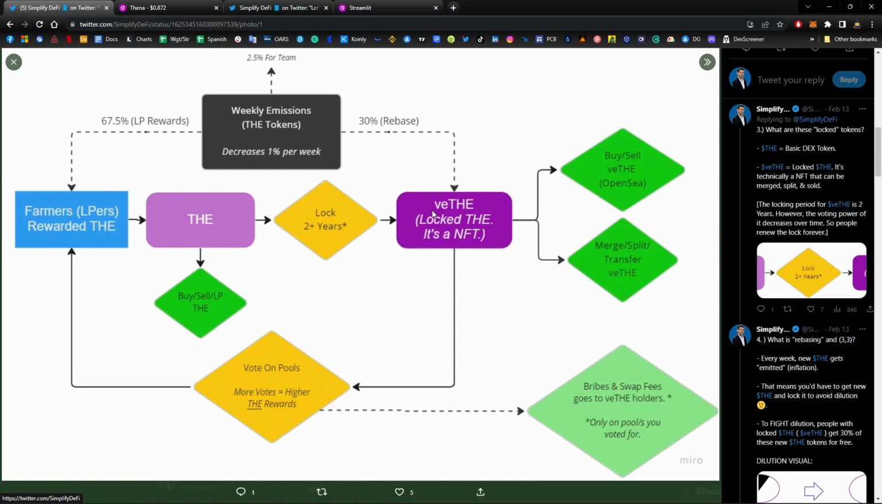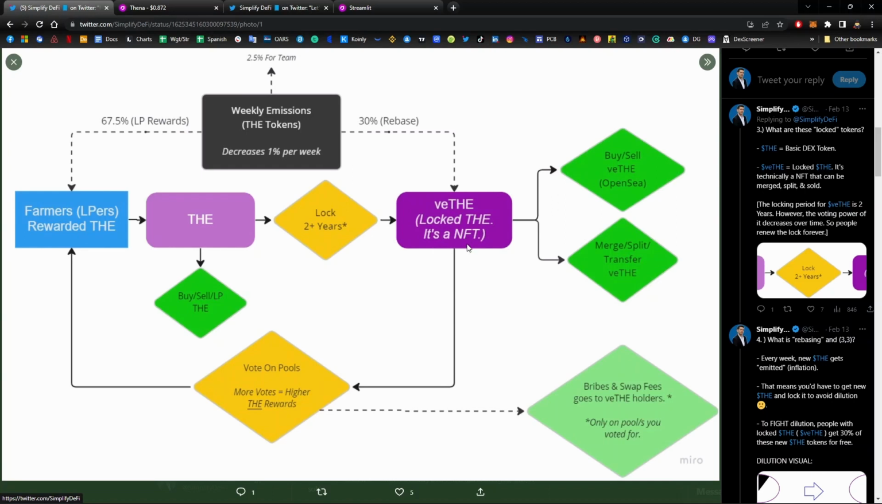And that is going to be called VTHE. The V stands for vested, the E is for escrow. Not important, don't worry about it. Just when you see the VE, two lowercase values, just think, oh, that means locked. So the tokens are locked for however long you specify. Typically, people put it in for 2 years and they keep on renewing that lock. But it's just your THE tokens that are locked up and you got an NFT out of it.